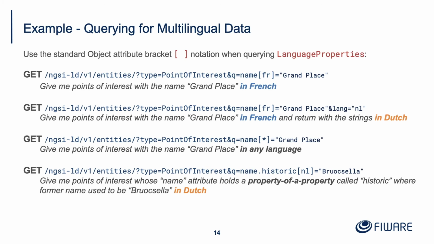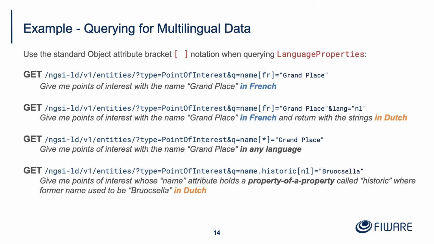This means we can start querying for language. This you can already do using ordinary properties, and it's just use of the square bracket notation, at least in NGSI-LD. In NGSI-v2 it's dot notation. So if you want to retrieve a specific element from a language map, you just treat it like you would an ordinary object. So it's name, brackets, fr, to get Grand Place. Fine, that will work perfectly well. That's going to say, I am getting one particular value.